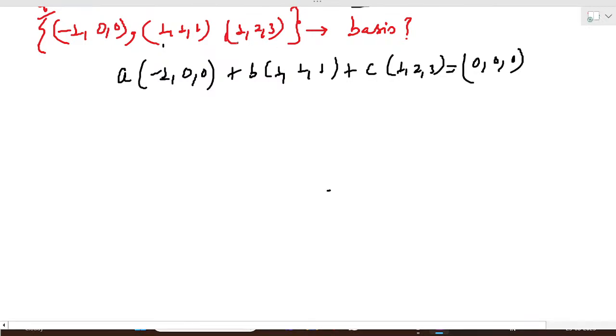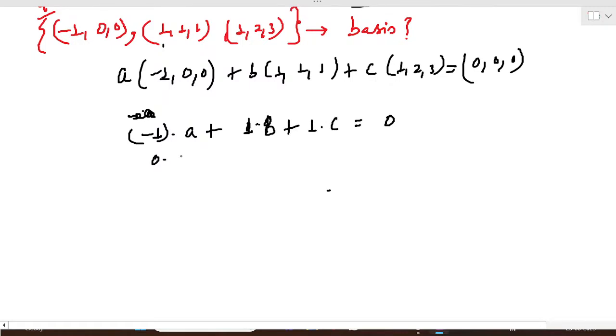Okay, a is equal to b equal to c is coming or not. So I'll write it once: minus 1 into a, then 0 into a. Sorry, minus 1 into a. Then I'm writing 1 into b, and then 1 into c equal to 0.